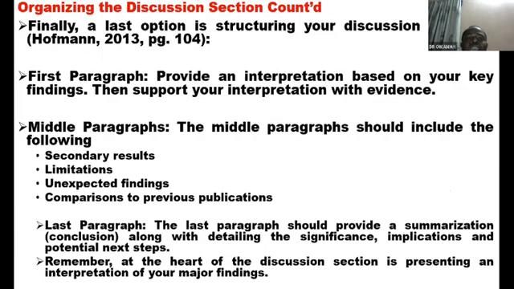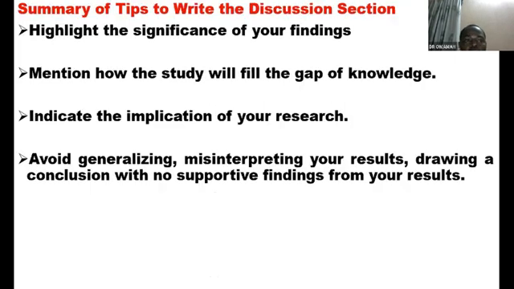And then finally, a last option is structuring your discussion this way, according to Hoffman 2013. First paragraph: provide an interpretation based on your key findings, then support your interpretation with evidence. Middle paragraph: it should include the following: secondary result, limitation, unexpected findings, comparison to previous publications. And then the last paragraph should provide a summarization, in brackets conclusion, along with detailing the significance and implications and potential steps for the future on that particular aspect of research.